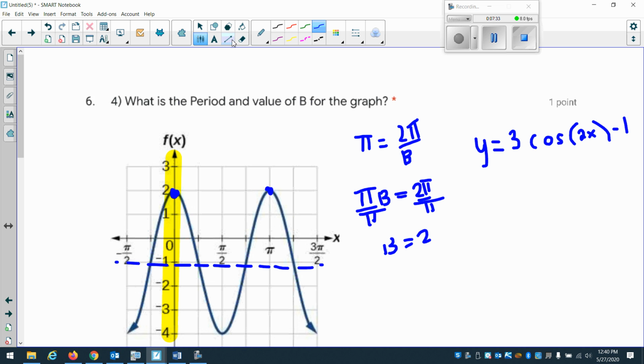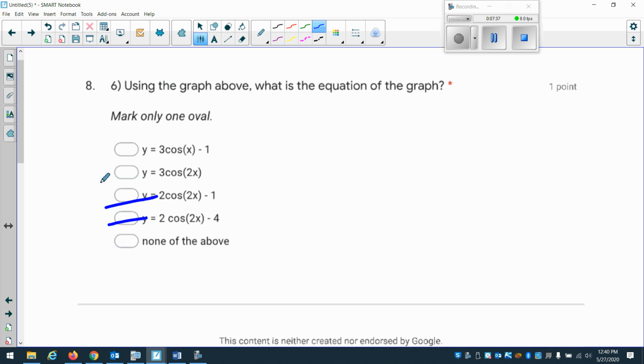Now, do we have that in our answer bank? No, we don't. So it would be none of the above. Okay. So again, this is most likely a typo to forget the -1 here. So it should have been none of the above.